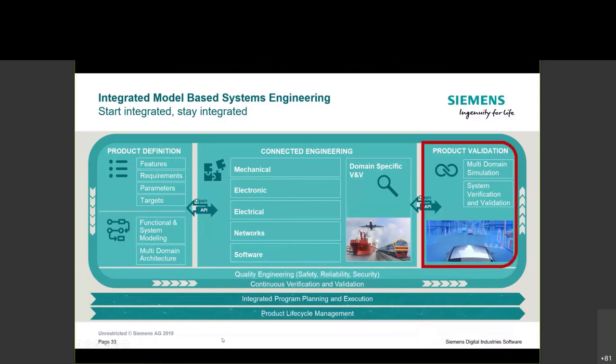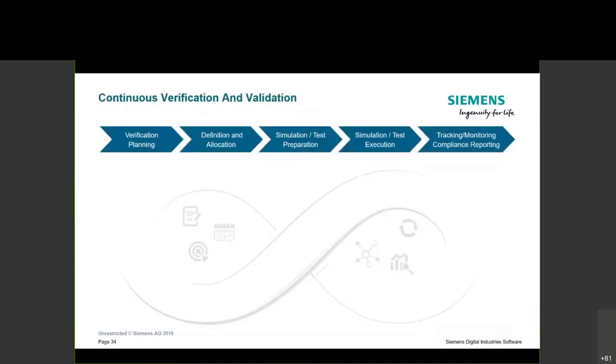Okay, so continuing with product validation, and I think I'm running a bit out of time, so may I accelerate a bit. So we're gonna talk about a few things, and maybe I need to go a bit faster. But continuous verification and validation means what?